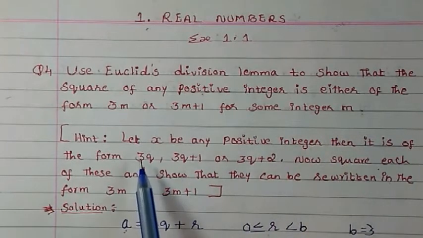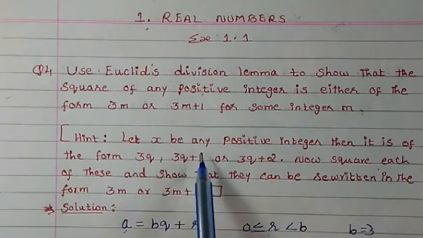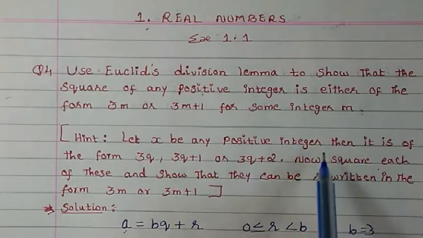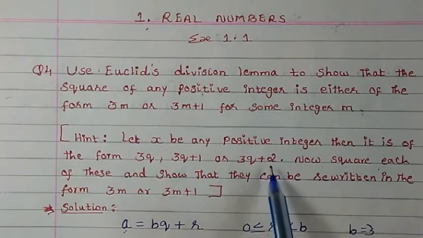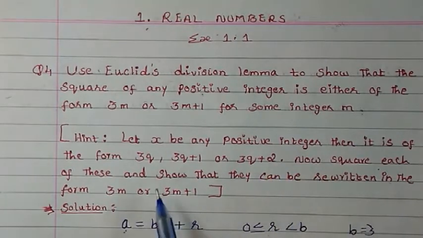Now a hint is given to us. Let x be any positive integer, then it is of the form 3q or 3q plus 1 or 3q plus 2. Now square each of these and show that they can be rewritten in the form 3m or 3m plus 1. Now if you have understood question number 2, this is easy for you.